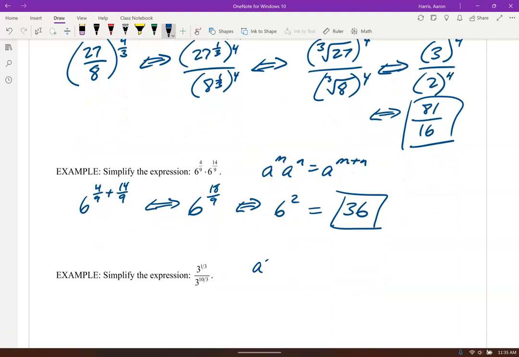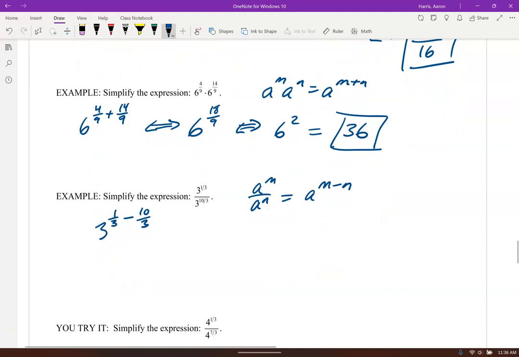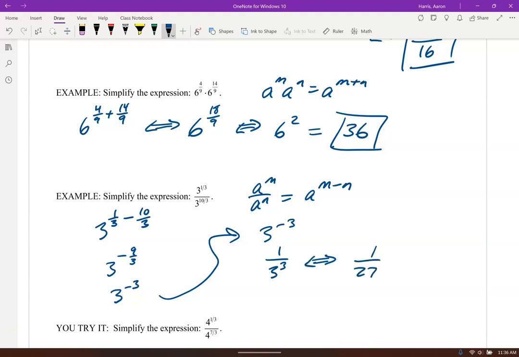Here, same base again, so I'm going to use a to the m divided by a to the n equals a to the m minus n. So I got 3 to the 1/3 minus 10/3, or 3 to the negative 9/3. Well, that's 3 to the negative 3, which is 1 over 3 to the 3, which is 3 times 3 times 3, 1 over 27.